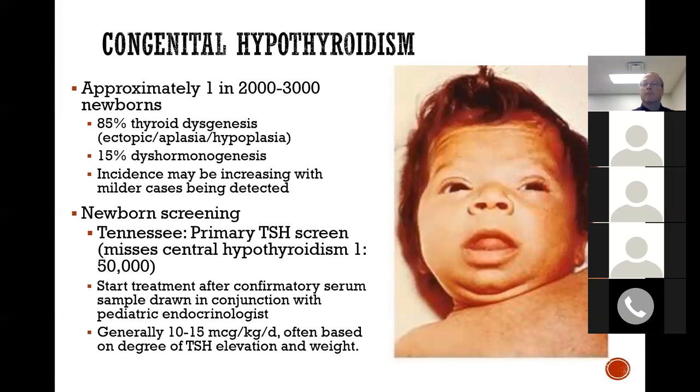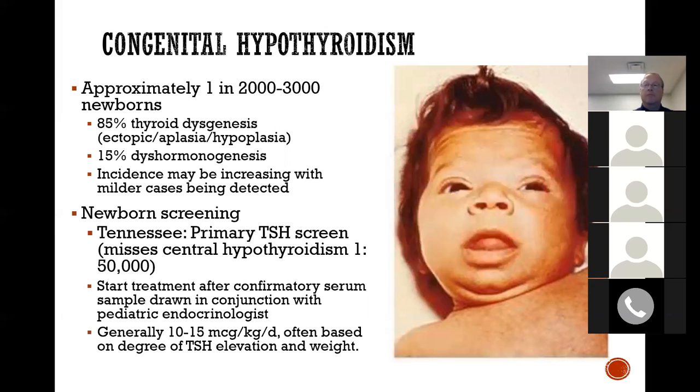And for whatever reason, we're seeing more cases. It's unclear whether we're just catching more mild cases or if we're now capturing cases that were previously missed. Because Tennessee is a TSH screen state, we do miss central hypothyroidism, which happens to about 1 in 50,000 infants.